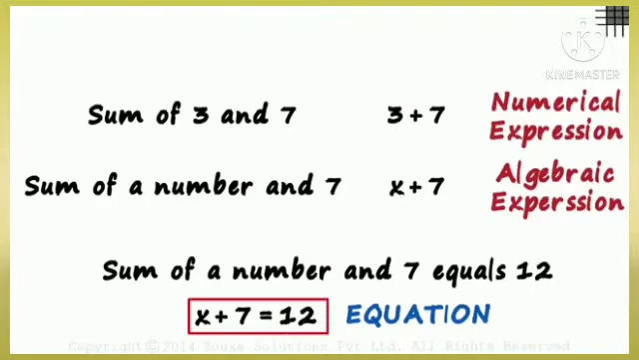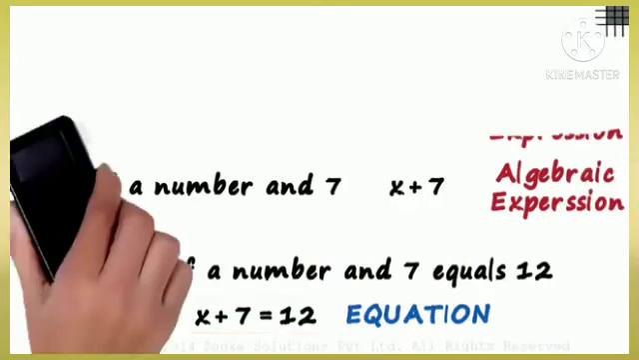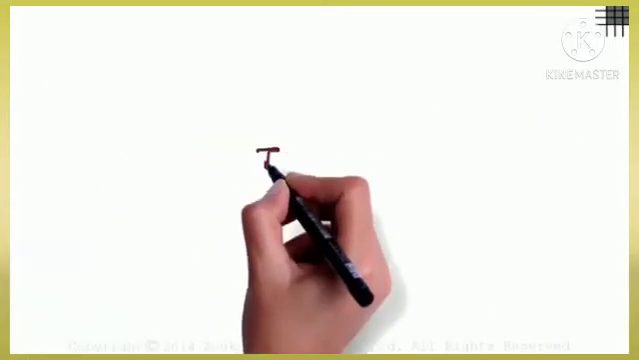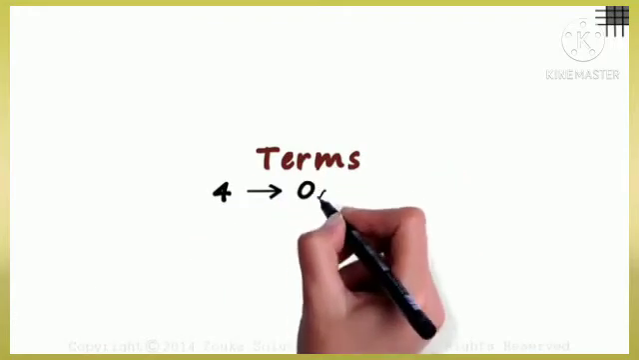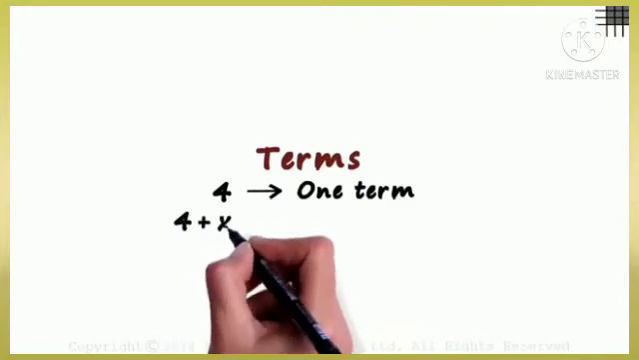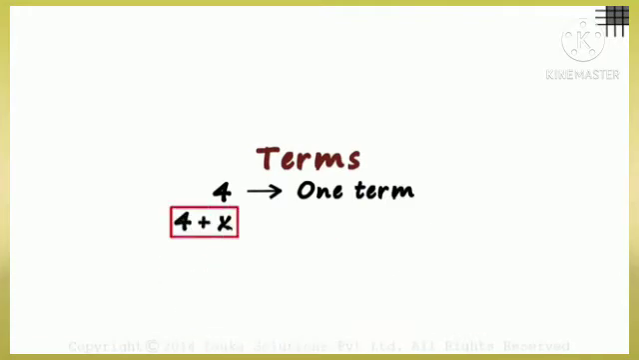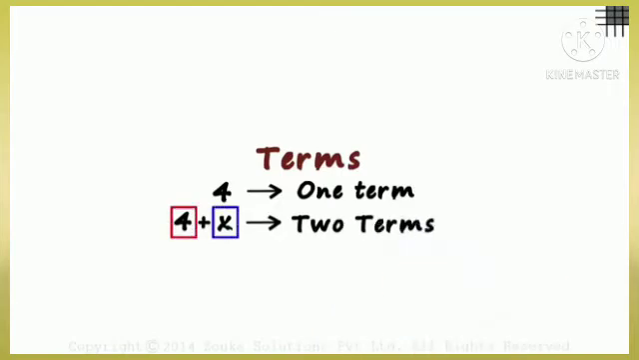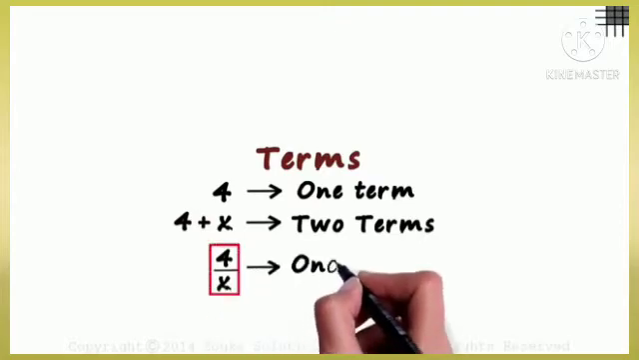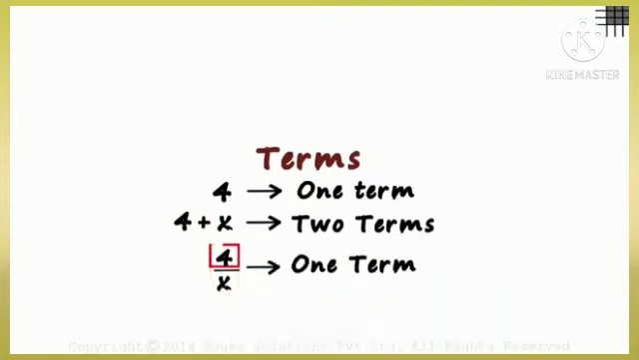Apart from expressions and equations, the most important concept in this topic is that of terms. Look at the number 4. It is just one term. What about 4 plus x? How many terms do we have in this expression? 2 terms, 4 and x. What about the expression 4 over x? This is just one term. One term when divided by another gives us only one term, not 2.